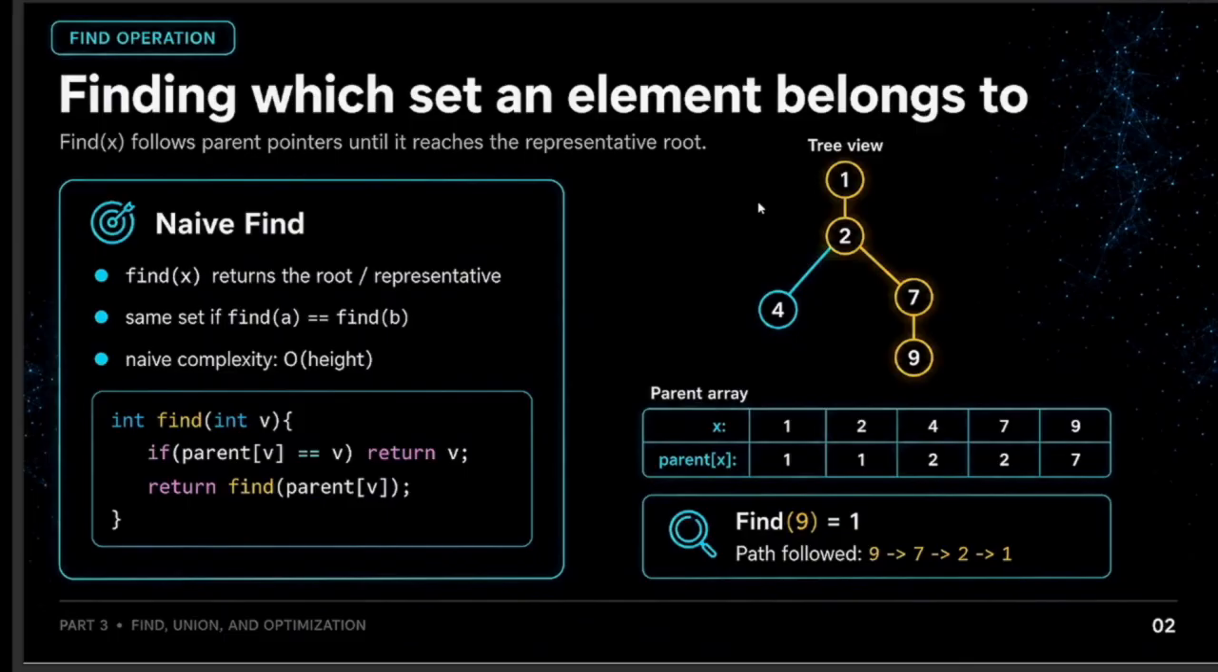Here's a quick example. Say we call find on node 9. We look at its parent, that's 7, then 7's parent is 2, then 2's parent is 1, and 1 points to itself. So we return 1. The naive complexity is big O of height, meaning the taller the tree, the slower the search.